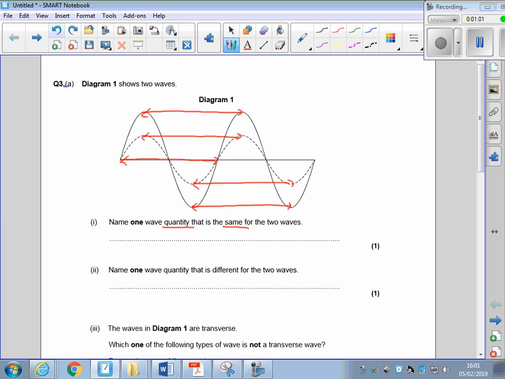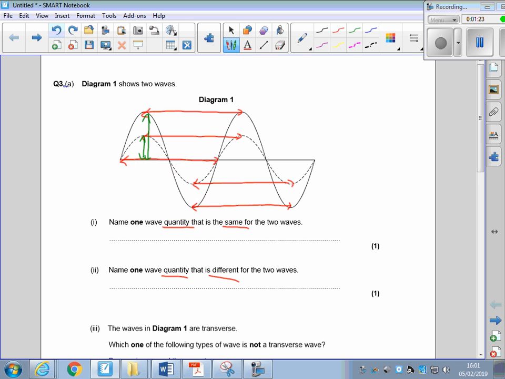You could also say the frequency, but I think it's simpler just looking at the diagram to say that the wavelength is the same there. And then one quantity that is different. When we look at the things that are different, we're looking at this height of the wave here from there to there. And that, of course, is going to be the amplitude.